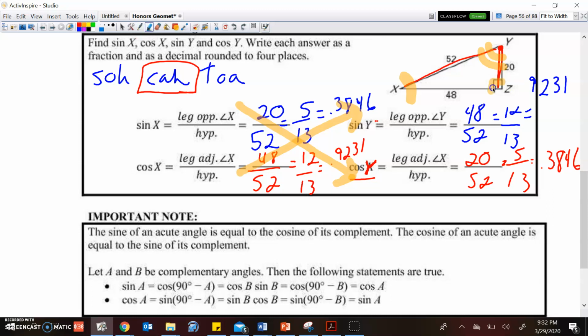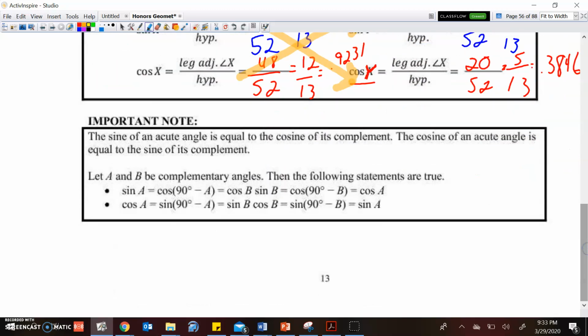So there's only two angles that remain aside from our right angle. This here is my right angle. So there's only two angles that we could be talking about. It's either x or y. So if we know the sine of x, that's equivalent to the cosine of y. If we know the sine of y, that's equivalent to the cosine of x. And that's what they say here.